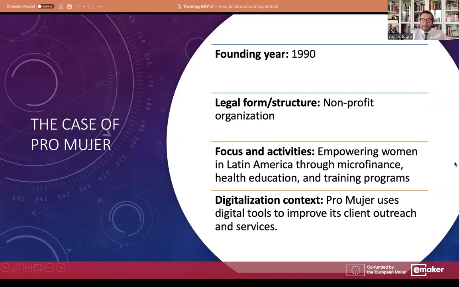There's another nonprofit organization called Promujer, and here, what is the focus and activity of Promujer? Let's have a look at it. Here, empowering women in Latin America through microfinance, health education, and training programs. It sounds great. Digitalization context, and Promujer uses digital tools to improve its client outreach and services.